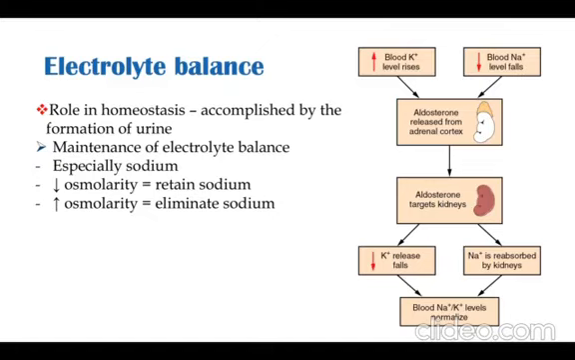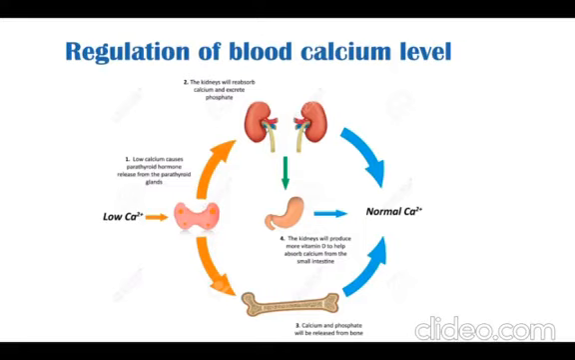So this is electrolyte balance. Regulation of blood calcium level. The blood calcium levels are regulated by parathyroid hormone, PTH, which is produced by the parathyroid glands. PTH is released in response to low blood calcium level. It increases the level of calcium by targeting the skeleton, kidneys, and the intestine.